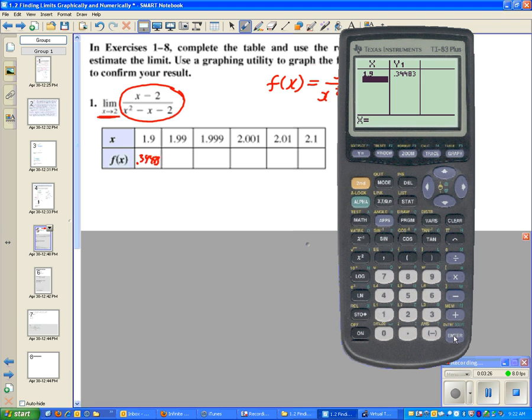Next x value we want is 1.99. So you type that in. Oops, don't put the negative sign on there. You hit enter. You get 0.33445. Yes? All right. 1.999, 0.33344.